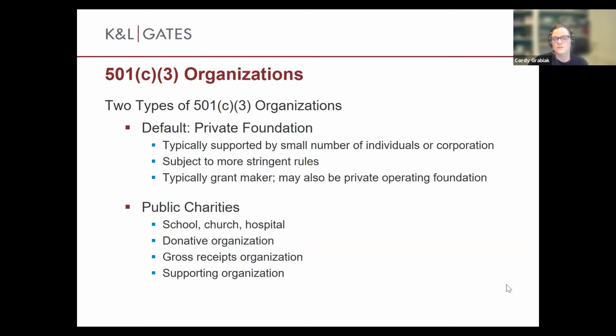So there are certain organizations that get that public charity status just by virtue of what they do: a school, a church, a hospital. Others have to show that they satisfy certain tests, financial tests. So one is what you might call a donative organization. It shows that it gets its financial support from a very broad base of the public, from donations.